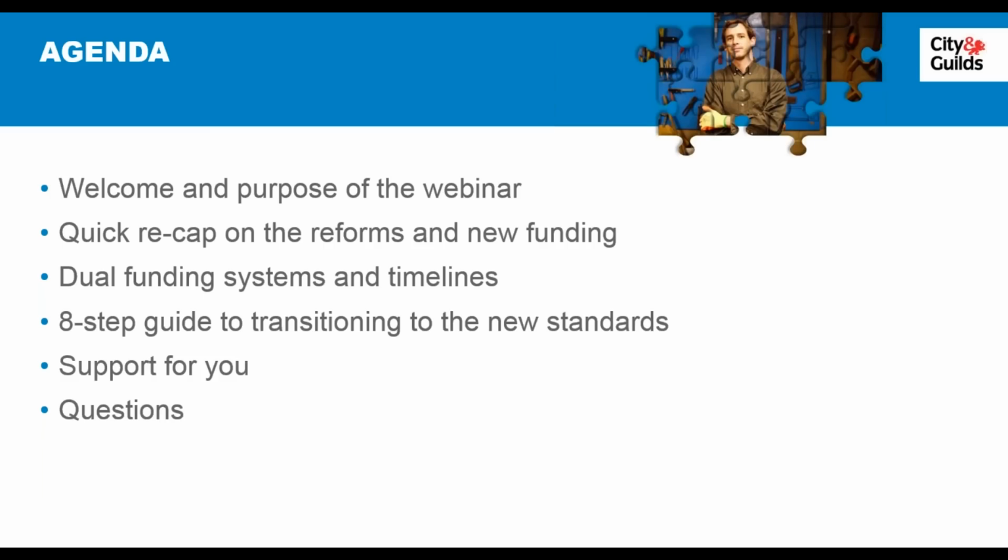So what we're going to cover today, I'm just going to do a very quick recap on the reforms and the new funding systems from May onwards. I'll talk a little bit about the dual funding systems and key timelines as we head towards May 2017. And then we're going to get into some of the detail around the 8-step guide that we've designed, which will help you transition to the new standards. I'll talk about additional support that we can offer you as City and Guilds, and as I said before, we'll take the questions at the end.